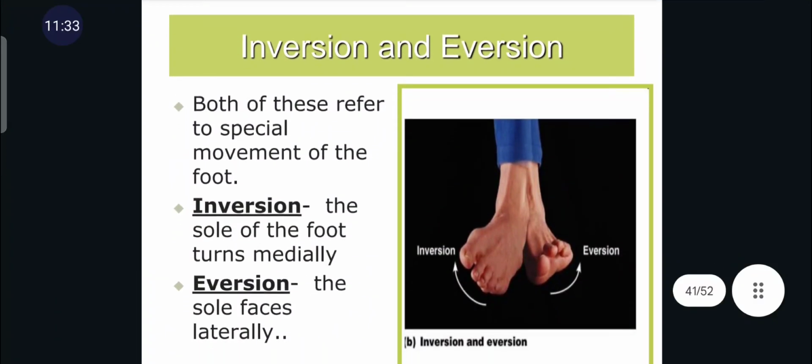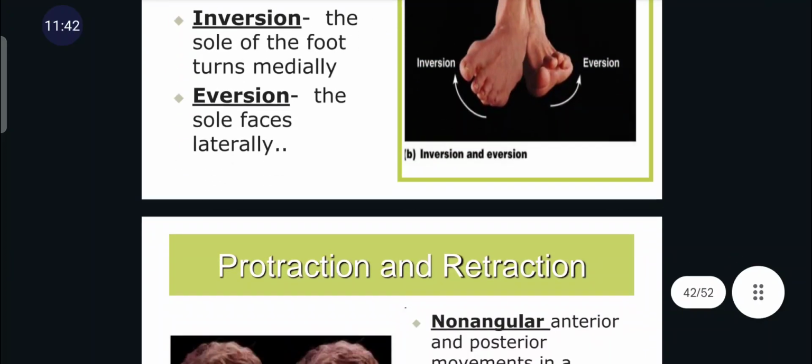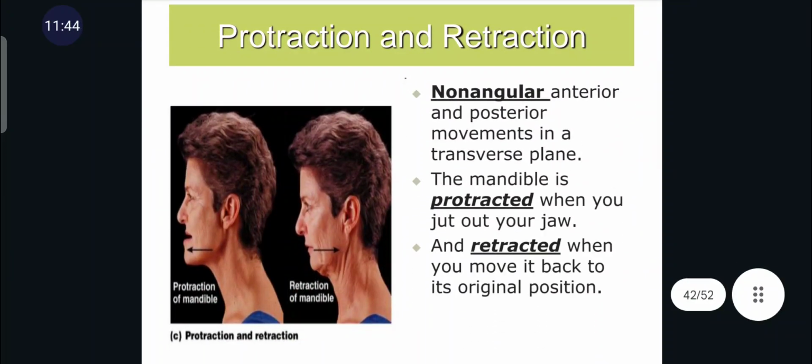Inversion and eversion. Both of these refer to special movements. Inversion means the sole of the foot turns medially. Eversion, the sole faces laterally. Protraction and retraction are non-angular anterior and posterior movements in the transverse plane. The mandible is protracted when you jut out your jaw and retracted when you move it back to its original position. That is protraction and retraction of the mandible.